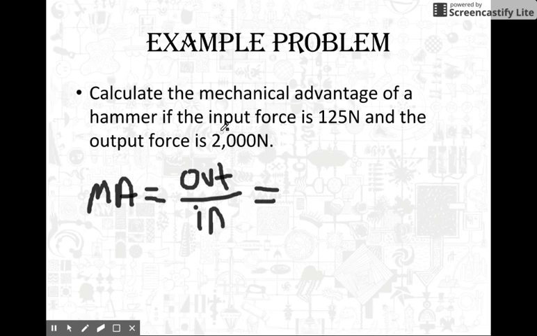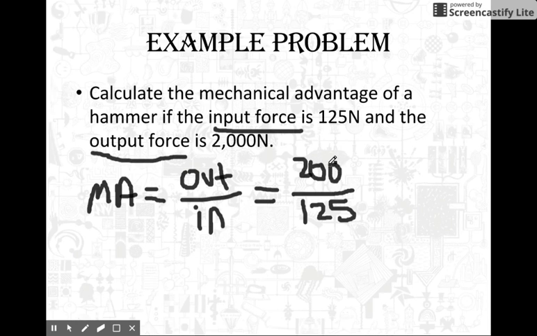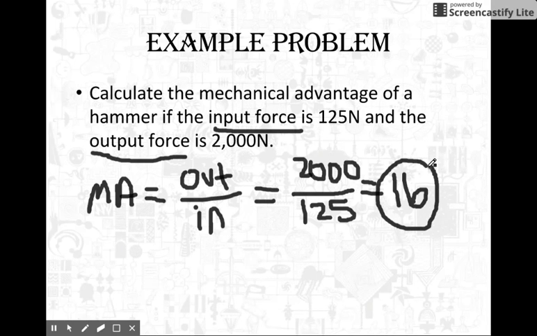Okay, so it says their input force is 125, so that goes on bottom. And our output force is 2,000. So we're going to take 2,000 divided by 125, and we get a mechanical advantage of 16. So again, it's bigger than 1, so it's more advantageous to us to use that machine. And we could compare it to other machines that would do the same work. The bigger the number, the more advantage we have using that machine.